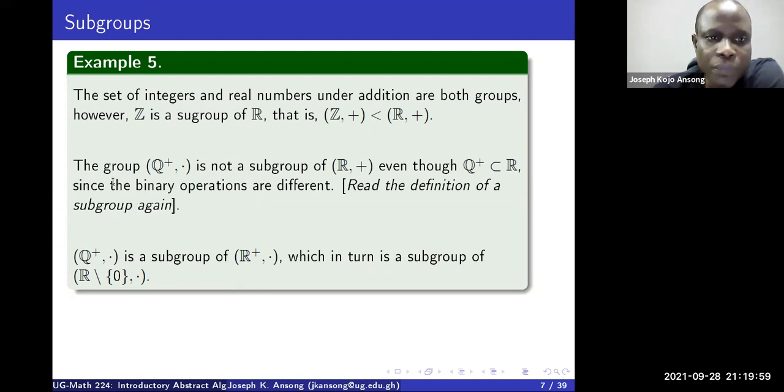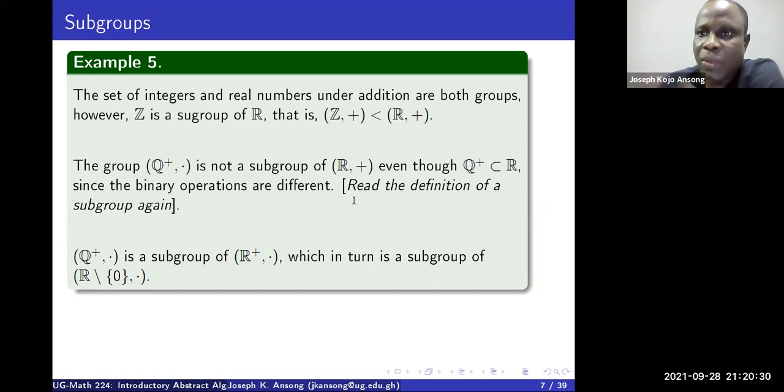Also, this group here, the group of positive rational numbers under multiplication, is not a subgroup of the set of real numbers under addition. Even though the set of positive rational numbers is a subset of the real numbers, it is not a subgroup of this because the operations are different. This is multiplication and that is addition.